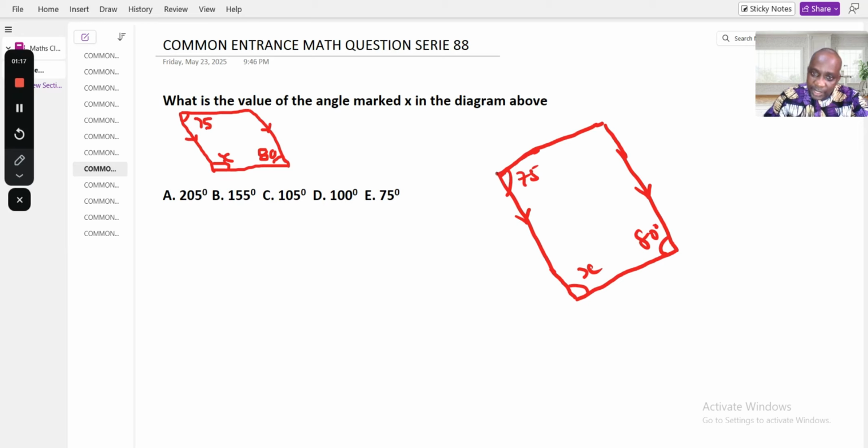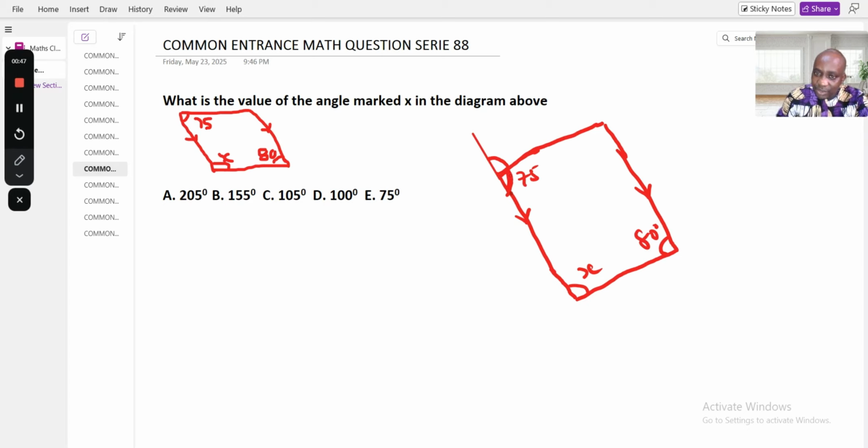We will draw a line here. When you see something like this, just draw a line here, like this, to form another line. You know the angle of any straight line is 180. When this face is 75, this face will be what? You know the total should be 180 because it is a straight line. This line I draw here is a straight line.